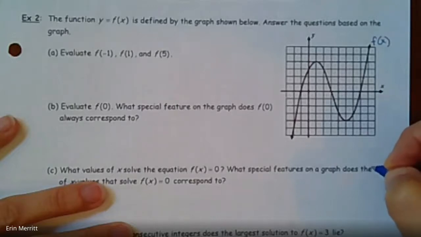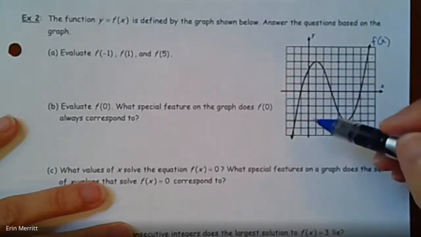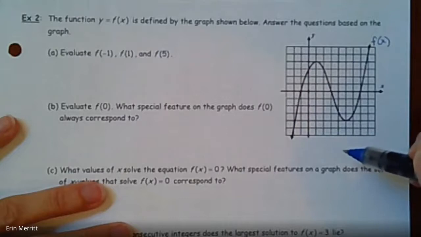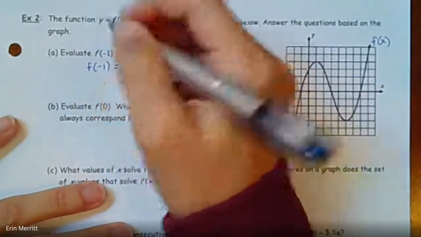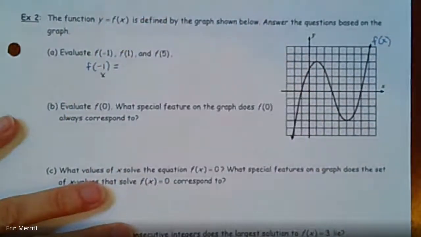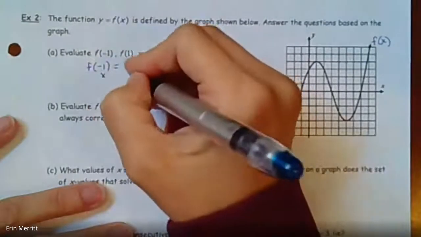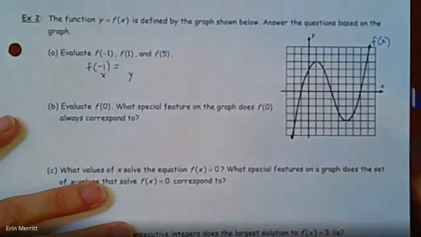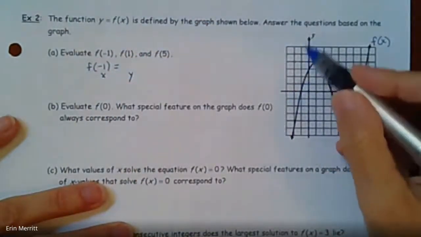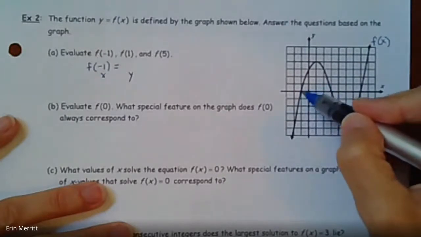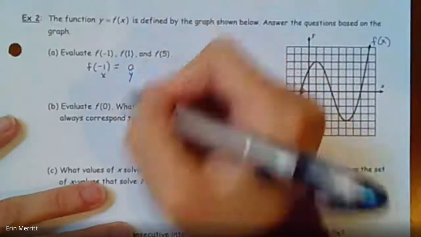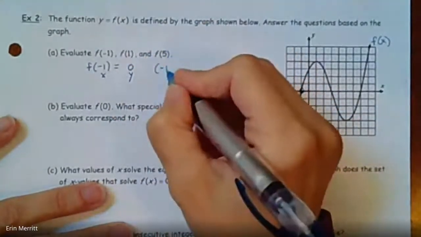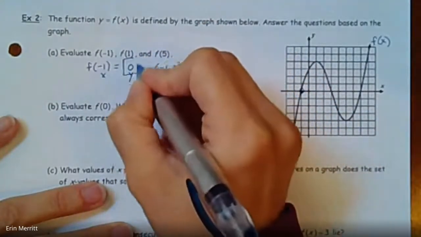The first one says evaluate f of -1, f of 1, f of 5. Remember that this means it's just a point. If I say, what is f of -1? That's like me saying, go to x equals -1 and tell me what the corresponding y value is. On your graph, here's your x-axis, y-axis. If I go to -1, there's the point right there. So the y value is simply 0, because that's the point -1, 0. Just keep that in mind.